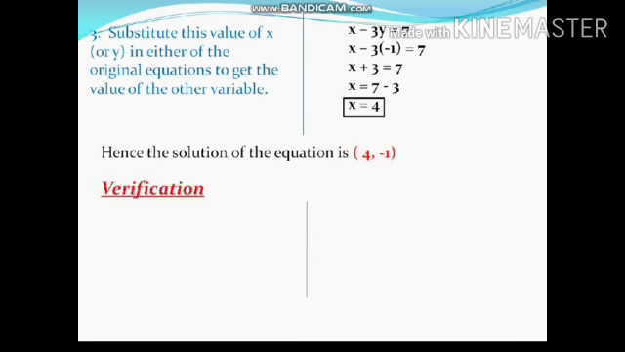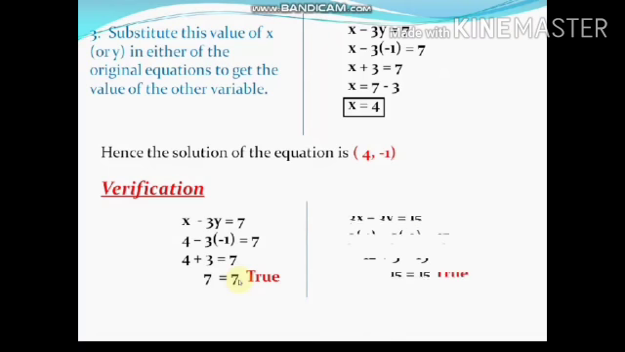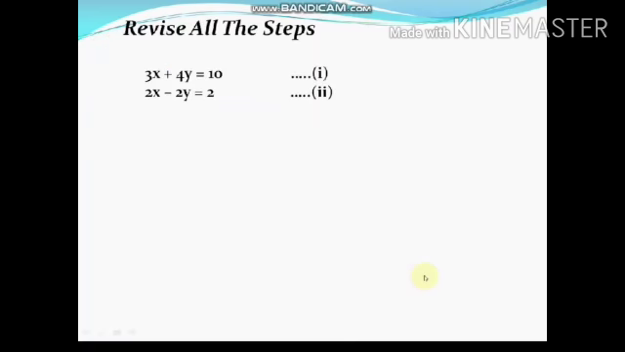Again, how you can check your answer is correct or not? By verification. First equation was x minus 3y equals 7. Substitute the value of x, 4, value of y minus 1. Again we are getting here LHS equal RHS. Second equation was 3x minus 3y equal 15. Again we will substitute the values. Again we are getting left hand side equals to right hand side.